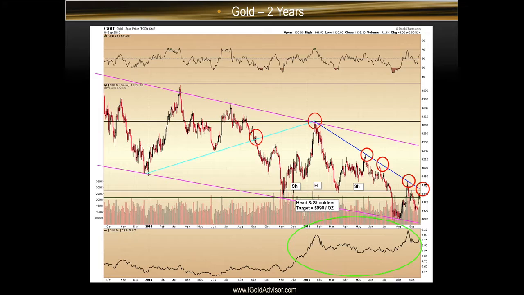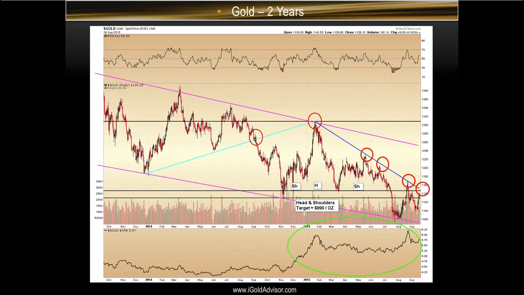Zoom into that primary downtrend, and we can see here gold over the last 2 years. You could see this line right here from the February high has been hit once, twice, 3 times, 4 times, and here we are approaching it 5 times. My take on it is it's not going to break above this line right here and right now.